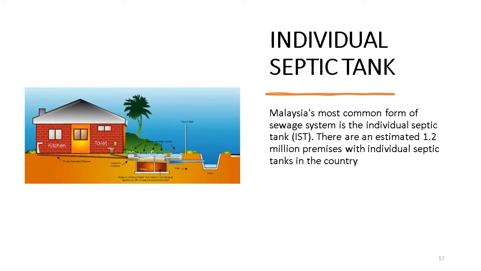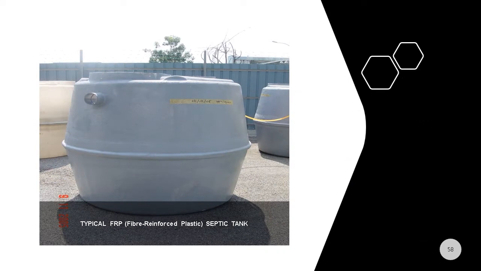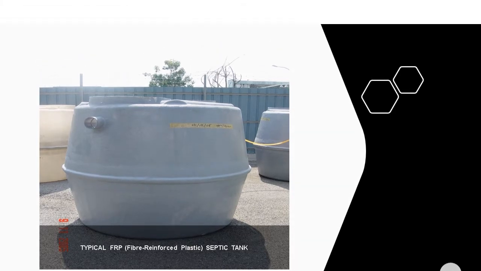Malaysia's most common form of sewage system is the individual septic tank. There are an estimated 1.2 million premises with individual septic tanks in the country. So for example, if you look at here, ada rumah and then inilah septic tank dia. This is the typical type of septic tank, FRP, which is fiber reinforced plastic septic tank. So bahan dia adalah FRP.